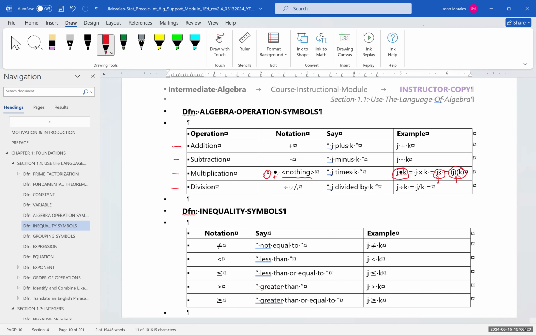The typical division symbol is this one, a horizontal line with two dots, but you may see a forward slash used instead to denote division. So you might see something like that, maybe written 3/8 to denote 3 divided by 8.